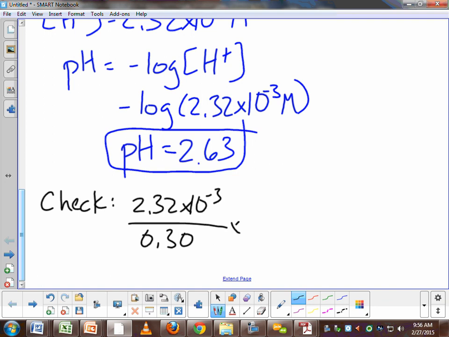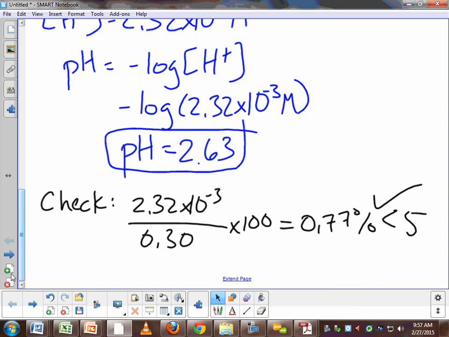And what we were saying was that when you do that comparison, when you subtract the x from 0.3, it's still approximately 0.3. When you do this math out, I get a percent dissociation of 0.77%. We want it to be less than 5, which it is, so our assumption is valid, and it's okay, and we don't have to go back and reevaluate the math.